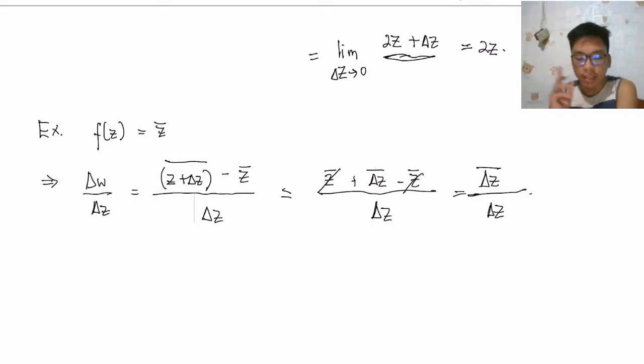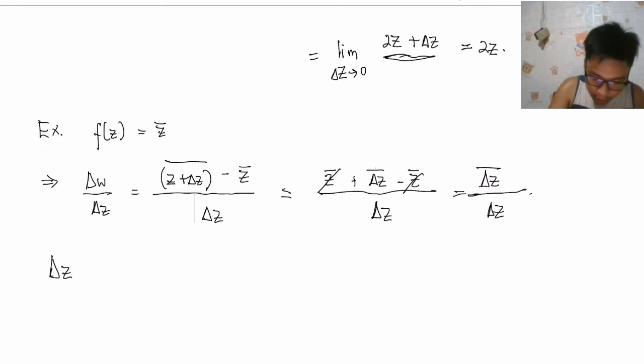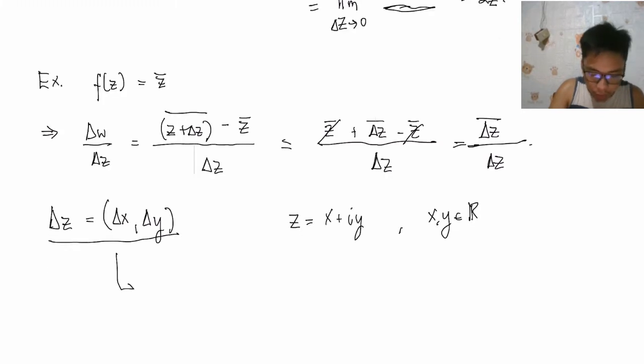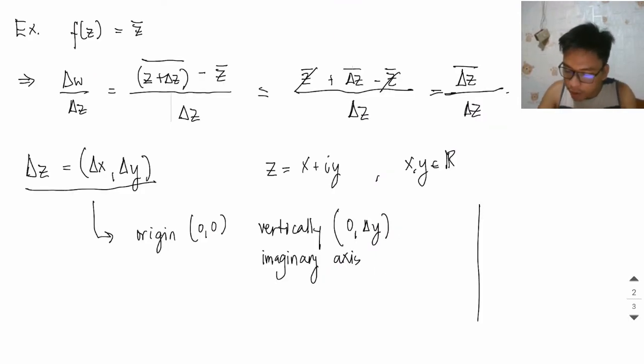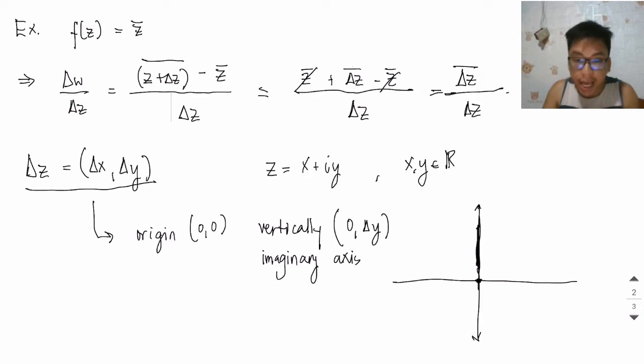Now, what if we really have to check whether there should be a limit on this? Let's double check in this one here. Assuming that delta z is the same as delta x, delta y, and suppose that we let it approach the origin, 0, 0, vertically. When we say vertically, that's 0, delta y, or simply the imaginary axis. So if you have a geometric representation, you want the function to be approaching the origin along the imaginary axis.